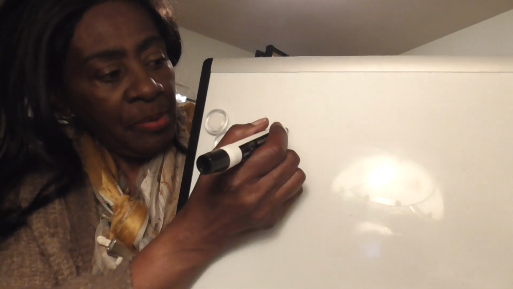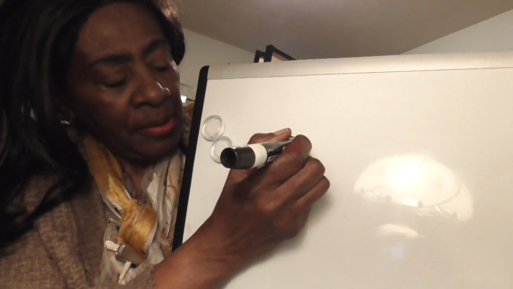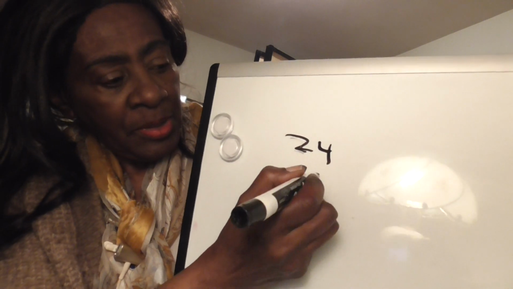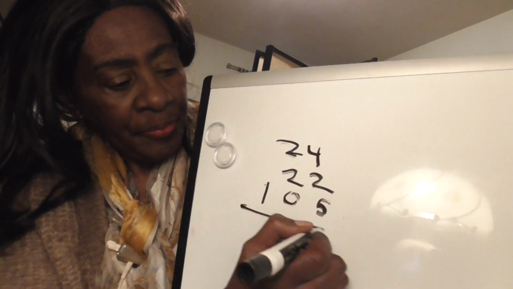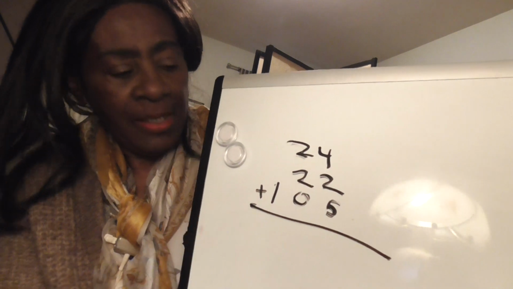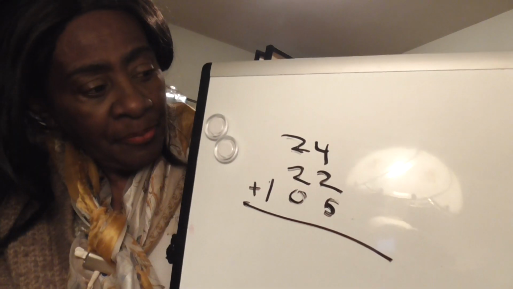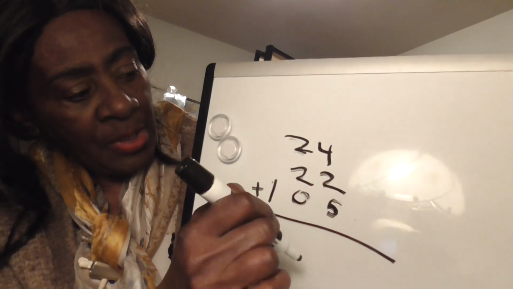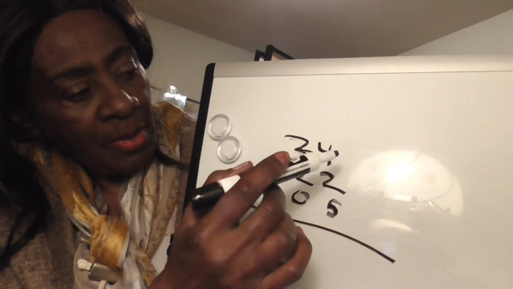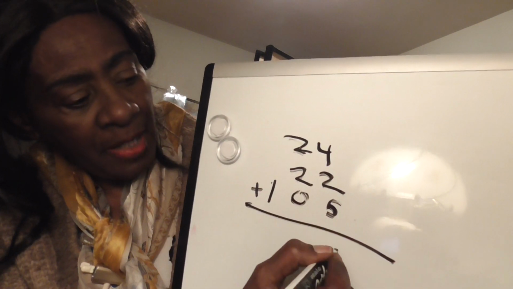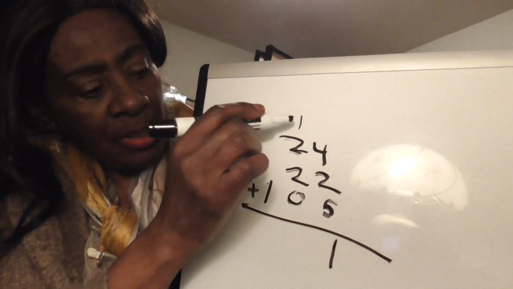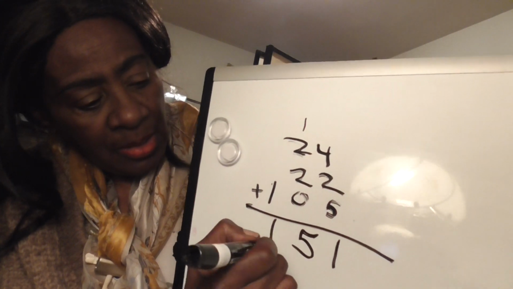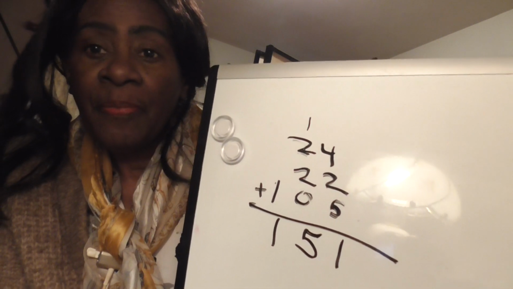And last but not least, we're going to add columns of numbers. 24, 22, and 105. I'm going to put a plus sign here because we're adding. When we're doing that, this is the ones column, this is the tens column, this is the hundred column. 4 plus 2 is 6, and 5 is 11. Take 1 and carry the 1. 2 plus 2 is 4, and 1 is 5. And the answer is 151.